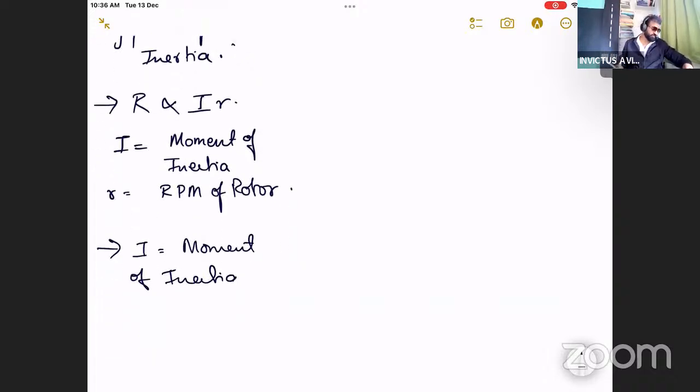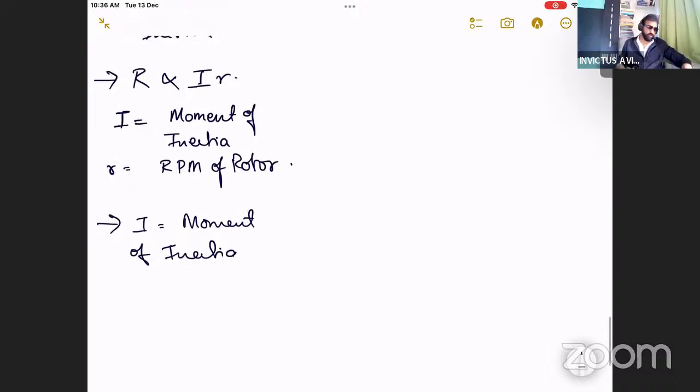What is moment of inertia? Here, Nukul's suggestion comes into picture. What is the size of the rotor? The diameter can also matter. Okay, so write down the point about moment of inertia.